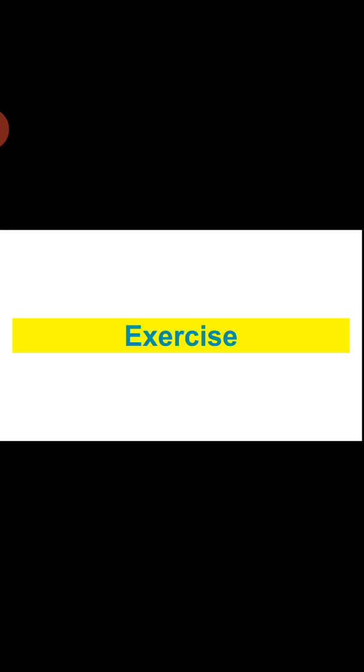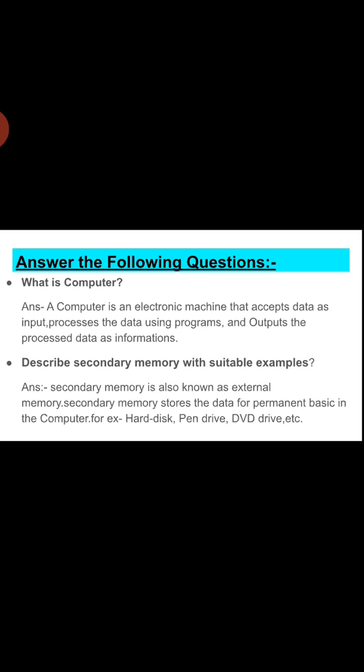So now all the topics of this chapter are finished. Now comes the exercise of this chapter. The first one is to answer the following questions. The first question is: what is a computer? As you all know, I have written the answer here, and I am reading the answer too. A computer is an electronic machine that accepts data as input, processes the data using programs, and outputs the processed data as information. What is the meaning of this? A computer is simply an electronic machine that accepts data as input, then processes the data and gives output to the users.